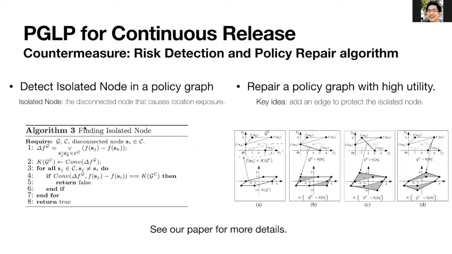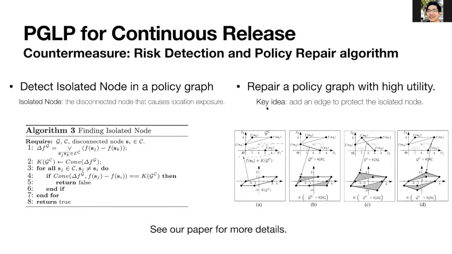So we design Algorithm 3 to find the isolated node. Given the mechanism, the graph and the constraint domain, we find out whether the mechanism can protect the node or not. So we can give a true or false answer about whether a node is an isolated node. And next, we propose an algorithm to fix this.